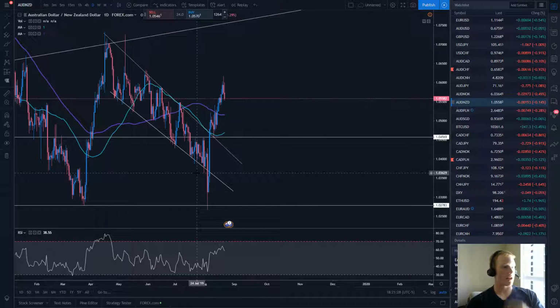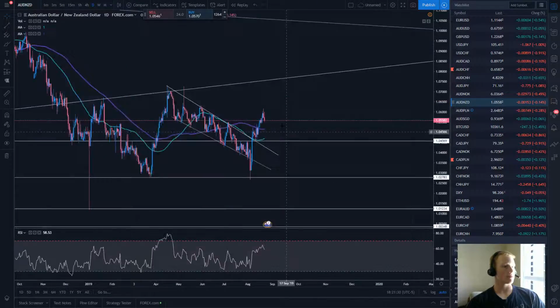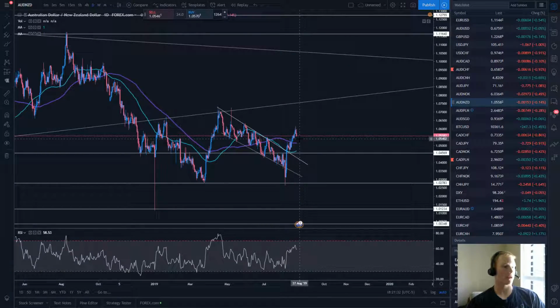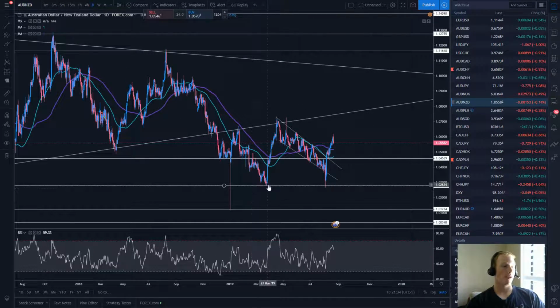Wedge broke out. We had a pullback here. Price went higher. It's probably going to pull back more. We also had this bottom here. The RSI divergence looks like it was intact, maybe. It wasn't a really good setup.